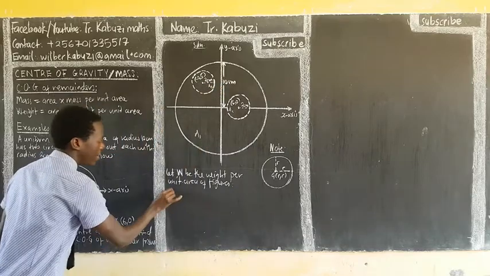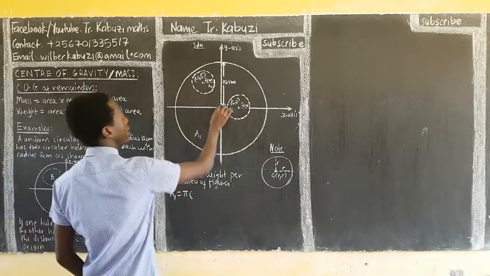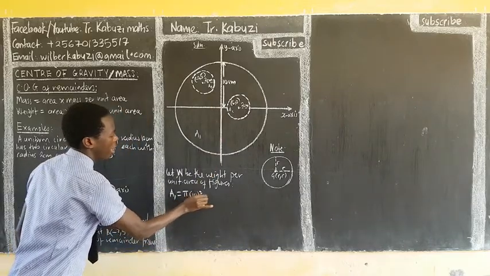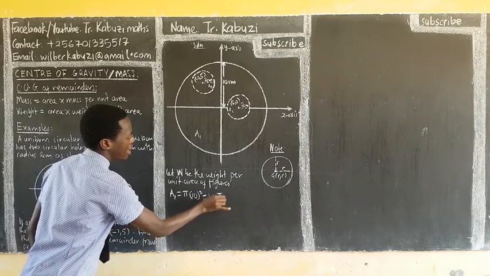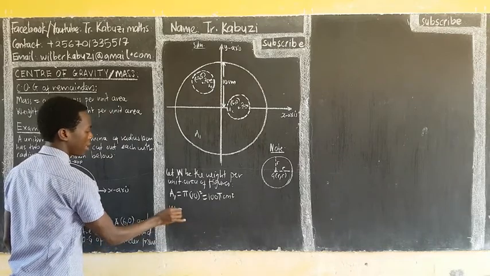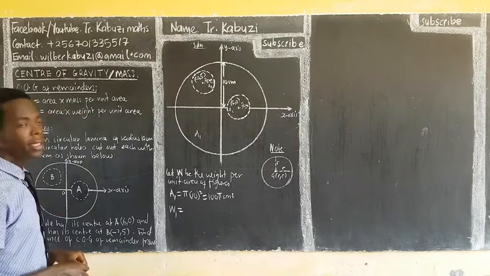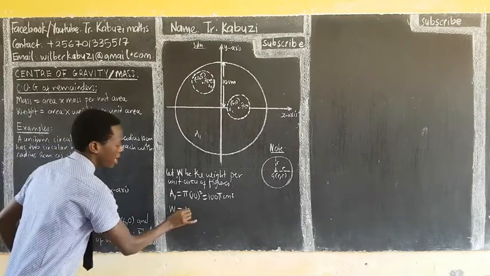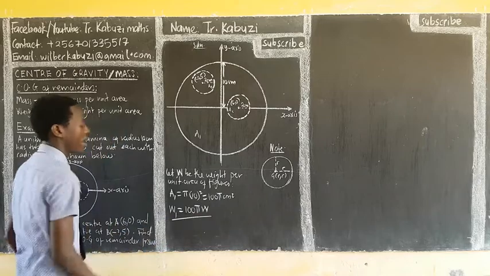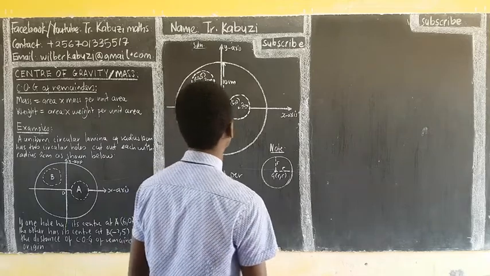So area 1, you know the surface is given by pi r squared. The radius of the big circle is from here up to here, which is 10. So 10 squared gives me 100 pi centimeters squared. To get the weight, we take the area of the figure times the weight per unit area, which we say is W. So I get 100 pi W, and that is the weight 1 of the big circle.